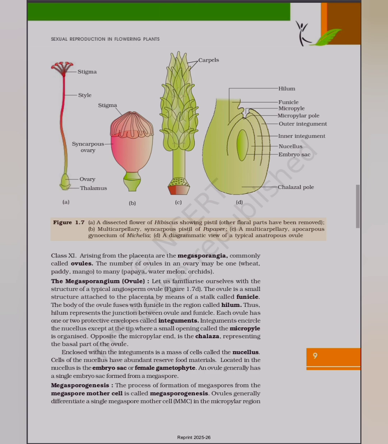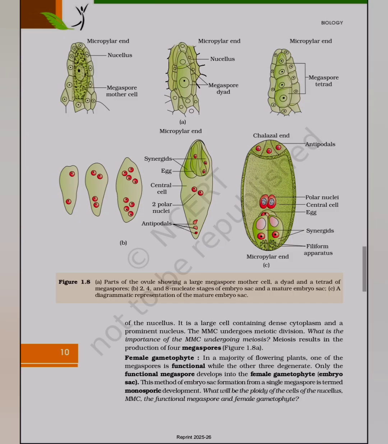Megasporogenesis. The process of formation of megaspores from the megaspore mother cell is called megasporogenesis. Ovules generally differentiate a single megaspore mother cell, MMC, in the micropylar region of the nucellus. It is a large cell containing dense cytoplasm and a prominent nucleus. The MMC undergoes meiotic division. What is the importance of the MMC undergoing meiosis?